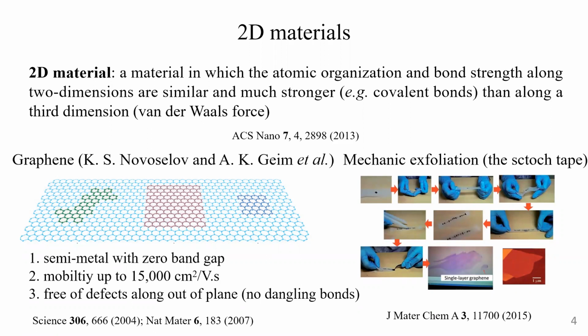Even up to now, graphene is very exciting in this area, and it has lots of interesting properties. For example, graphene is a semi-metal with 0 bandgap, and the mobility is up to 15,000 square centimeter per volt per second. And it's also free of defects along the out-of-plane direction because there is no dangling bond.